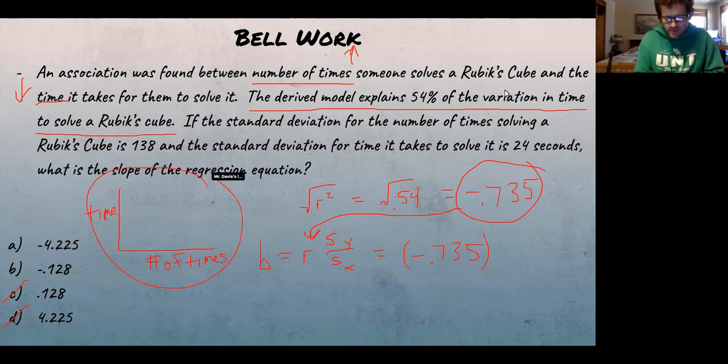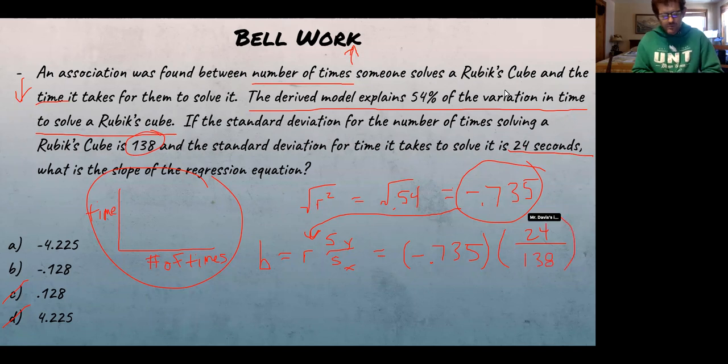So that means my standard deviation of y needs to be the standard deviation of the time, and that is 24 seconds. So right here, I'm going to put 24 for the standard deviation of y. That means the standard deviation of my x is going to be the 138.